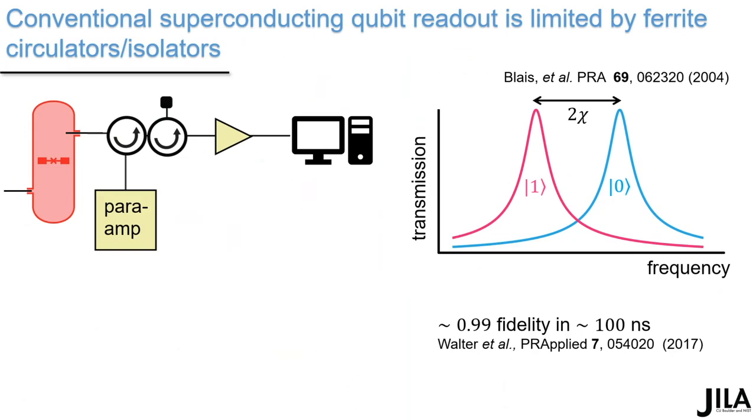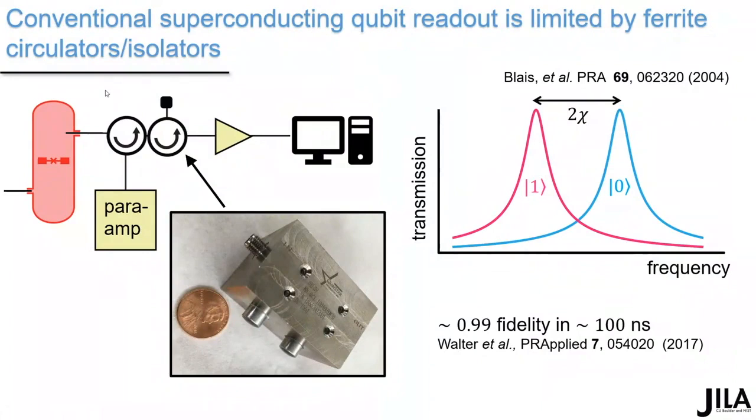And in typical experiments, the qubit is protected from the destructive effects of amplifier back action by the use of ferrite circulators and/or isolators, magnetic devices which enforce the unidirectional flow of information in a network. So this setup works relatively well. For example, it can yield better than 99% readout fidelity in less than 100 nanoseconds.